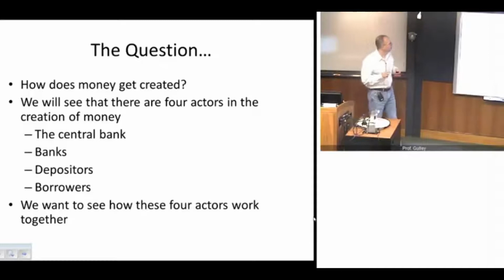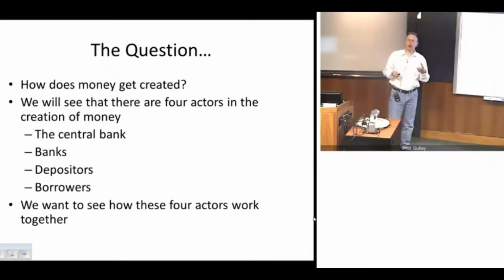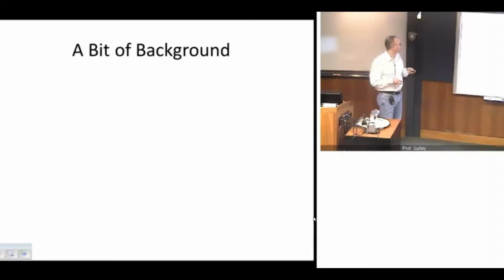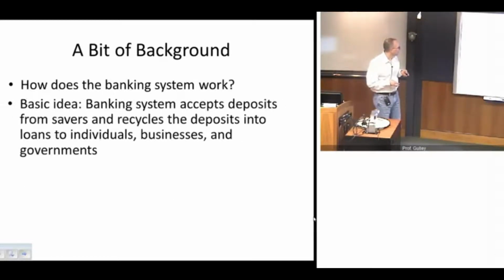And what we want to see here is that there are four actors in this play. We have the central bank. So for the United States, of course, that's the Fed. We have banks, depositors, and we have borrowers. And we want to see how all these four actors work together. Now, in this first part here, we will focus on banks, depositors, and borrowers. And later on, we'll bring in and explicitly focus on the central bank and see how it affects the money supply creation process. So again, we're going to be focusing on the latter three: banks, depositors, and borrowers to begin with.